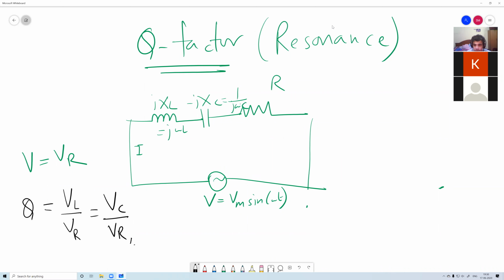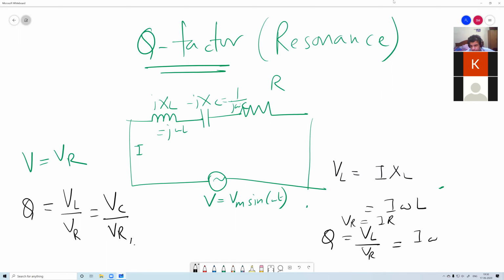We will decide what. VL equal to I XL, that is I omega L. And VR is obviously IR. And I is the same for all because all of them are in series. So Q equal to VL by VR is equal to I omega L by IR. I gets cancelled, omega L by R. Similarly, we can show that Q is equal to 1 by omega RC.